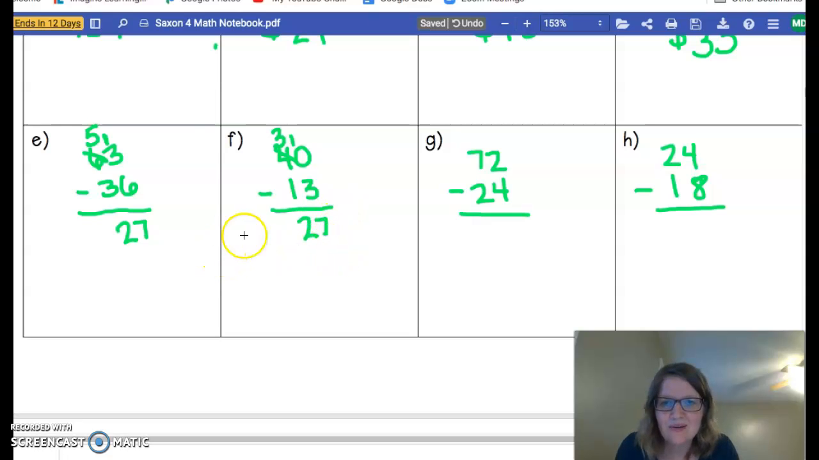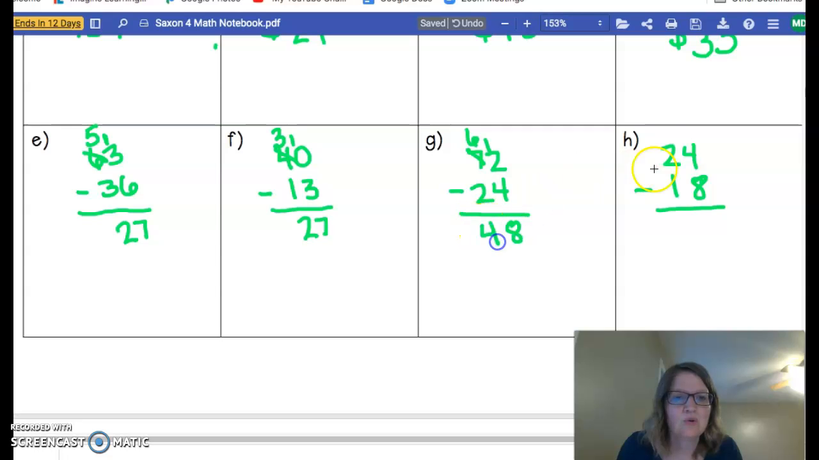What the heck? Guys, did you notice this? 27 and 27? Crazy. Now, I want you to do this one. Pause and see if your answer matches mine. 6 minus 2 is 4. And let's do this one. Man, we are doing a lot of regrouping. 14 minus 8 is 6. 1 minus 1 is 0. And there you have it.